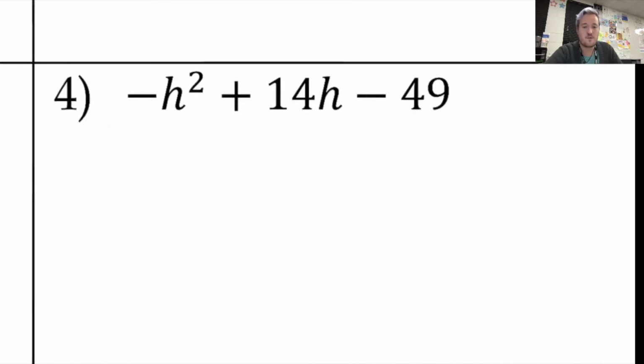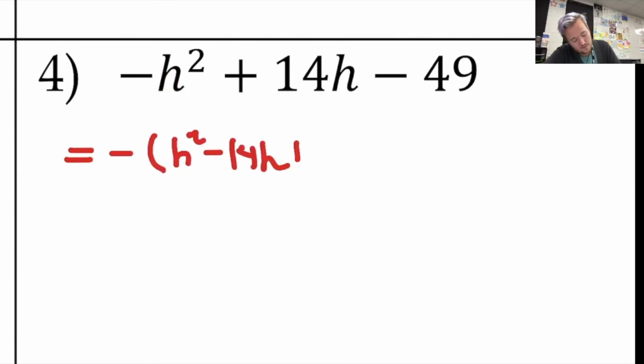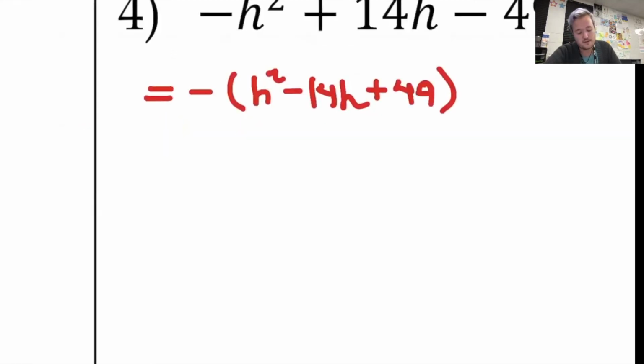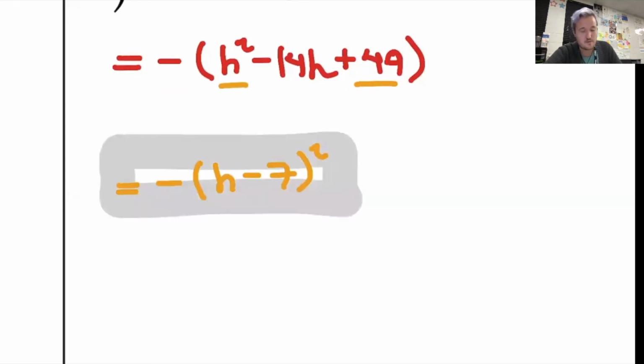All right, number 4. Notice how your very first term here is a negative. So that means we have to factor out that negative first. So I'm going to have a negative parentheses h squared minus 14h plus 49. So the first and the last, h squared and 49, those are both perfect squares. So I'm going to do the trick. The square root of h squared is h. Square root of 49 is 7. And I'm going to keep the sign of the b, which is negative, which means I'm going to have negative h minus 7 squared.